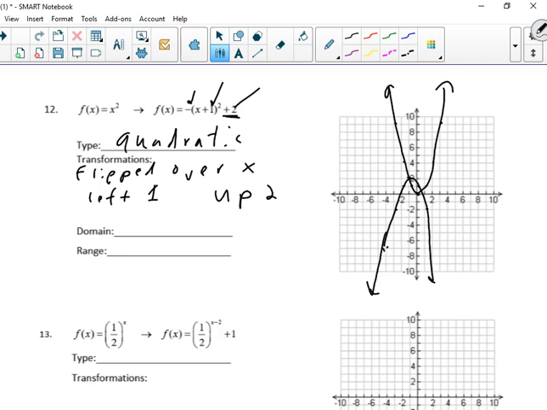So, the domain, how far left does it go? Again, this is the infinity one, forever. The range, how low does it go? Negative infinity. If you ever can't forget, I'll come back to that. How high does it go? Goes to 2, and it's inclusive.